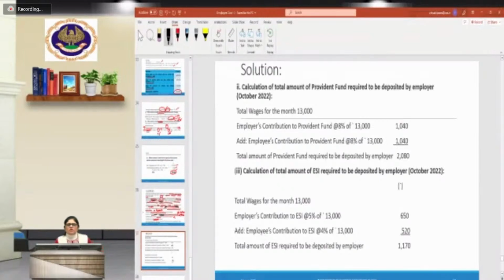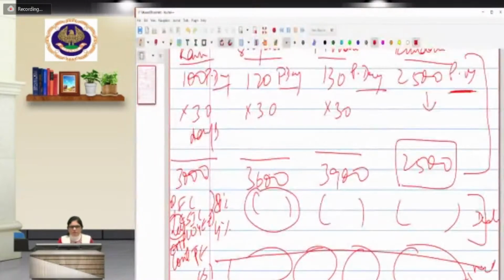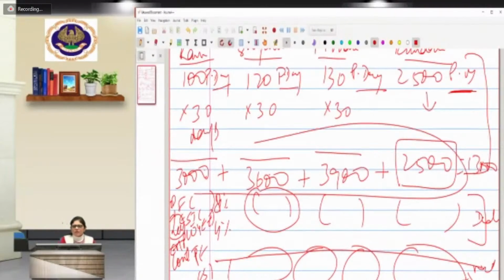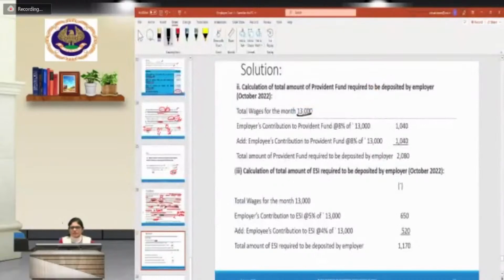Yes. So the total wages for the month were 13,000. If I see here also, 3,000 plus 3,600 plus 3,900 plus 2,500. That was the total wages. So if you total the wages, 13,000 is the total. So the gross wages of all the employees is 13,000. That exactly is mentioned here.